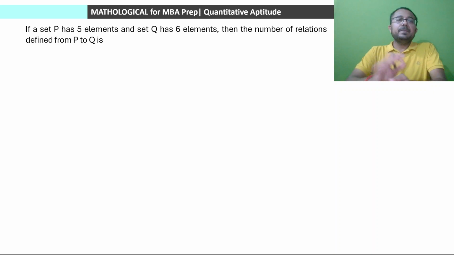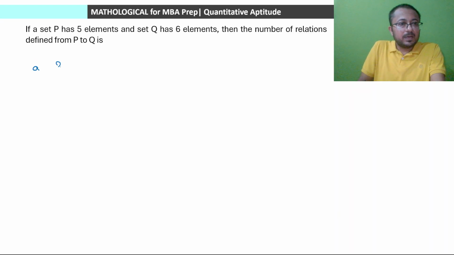तो if a set P has 5 elements and set Q has 6 elements, then find the number of relations defined from P to Q. What will be the number of relations from P to Q? Options हैं हमारे पास 8 to the power 8, 8 to the power 10, 10 to the power 8, and 16 to the power 8. So what should be the answer?